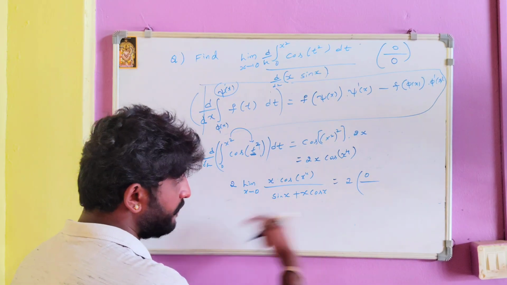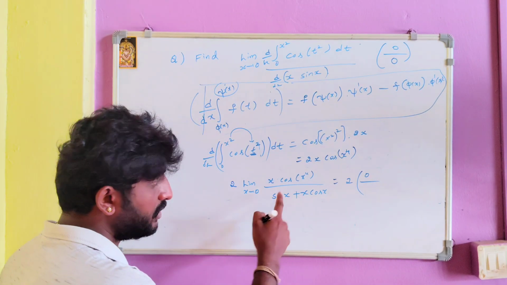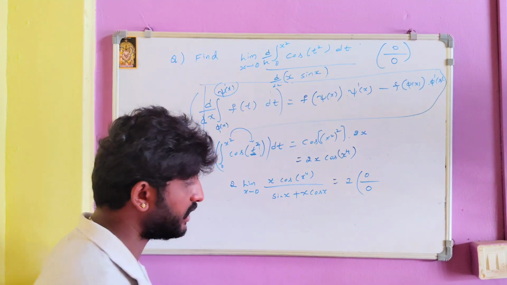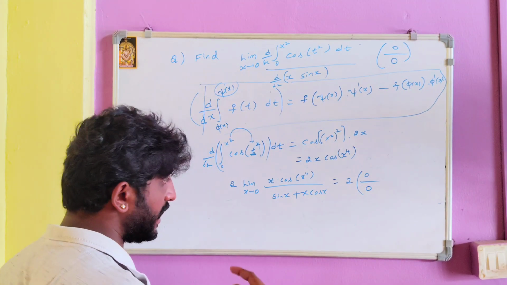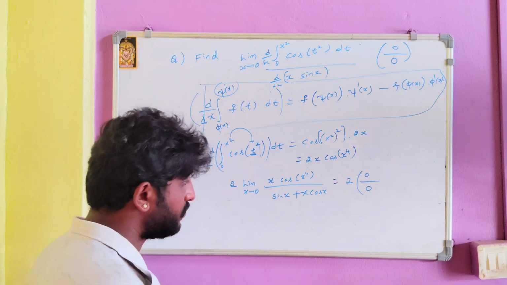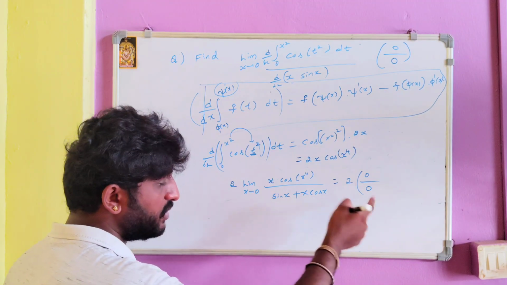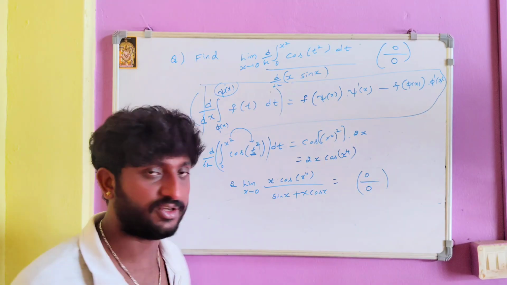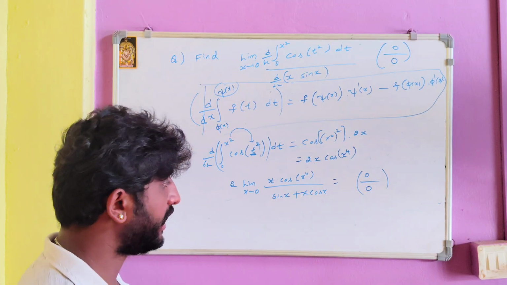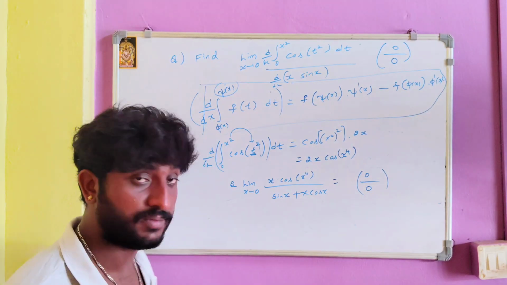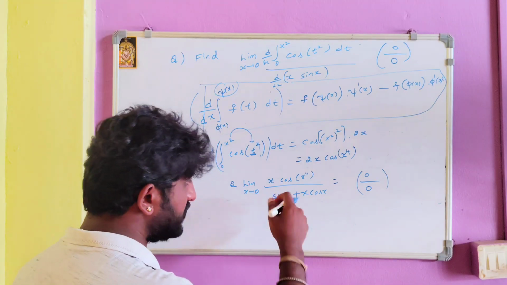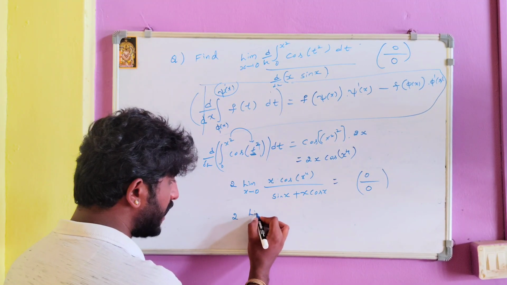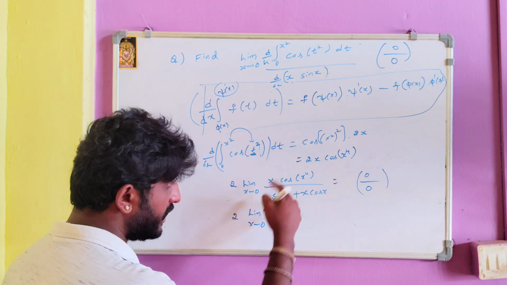In the denominator, if you substitute, sin 0 is 0. Here again x is there, in place of x if you substitute 0, this becomes 0, 0 plus 0, 0. Also cos 0 value is 1, 0 into 1, 0 only. That means we again get 0 by 0 form. That means we need to differentiate again. Keep 2 as it is, differentiate the numerator again.